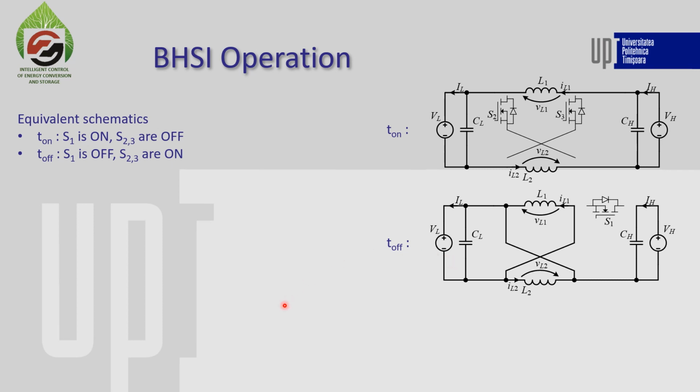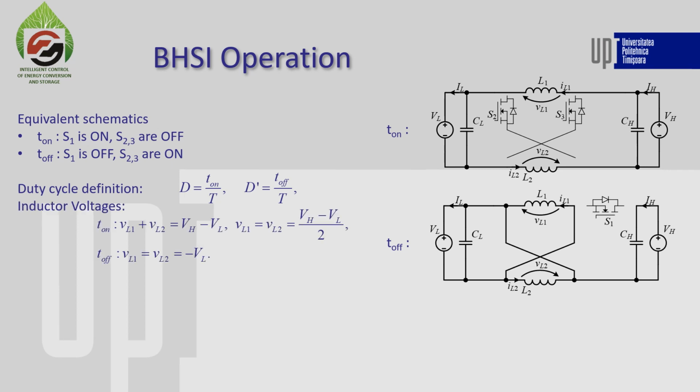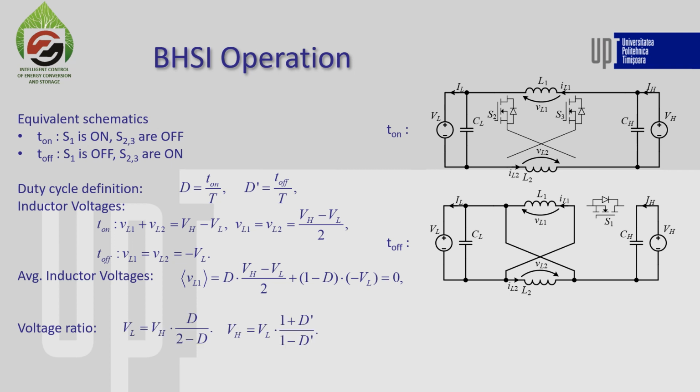And here we consider the two inductors as being identical, so we also consider that because the current is identical, the voltage on them is also the same. So mathematically, we can consider that we have only one inductor actually. By defining the duty cycle in the same way, and by writing the inductor voltages, which is, as I said, identical for the two inductors, we can calculate the average inductor voltage, and with this calculate the voltage ratio.